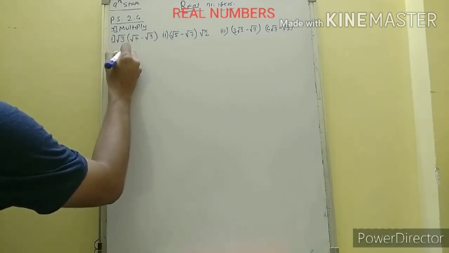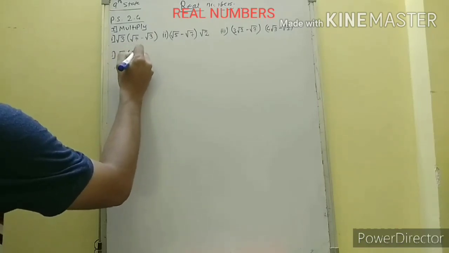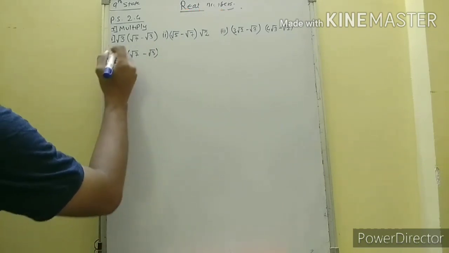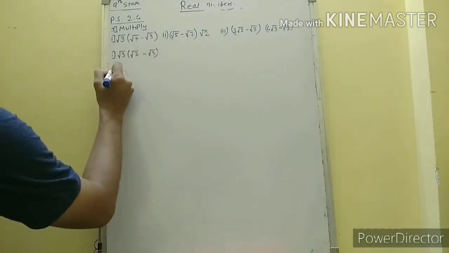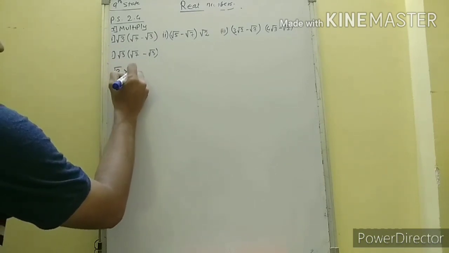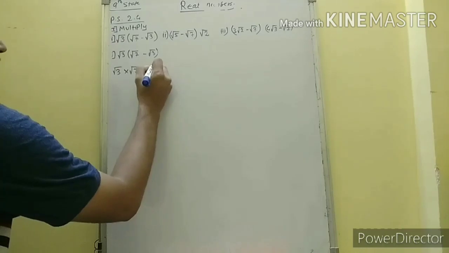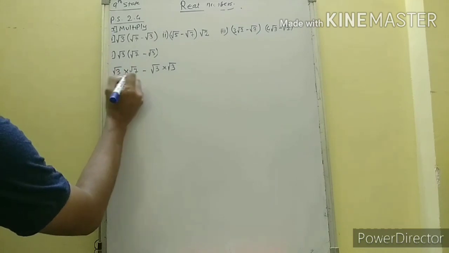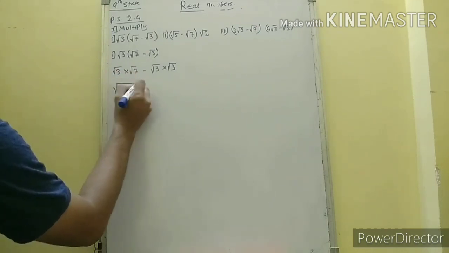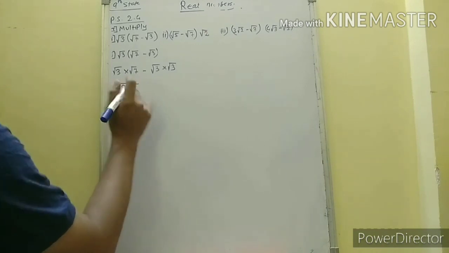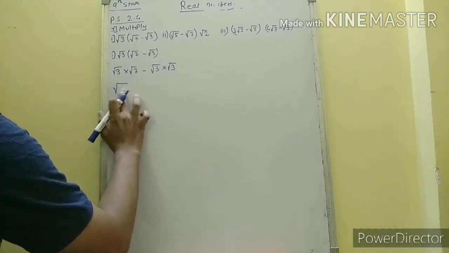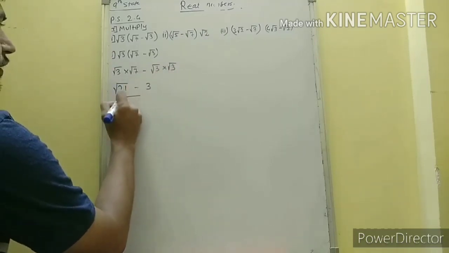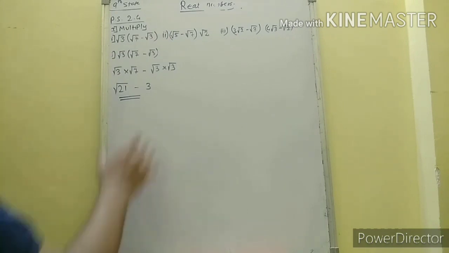What is given? Root 3 multiply by square root of 7 minus square root of 3. When we multiply this to this, this to this, that is root 3 multiply by root 7 minus root 3 multiply by root 3. See, both are having root, so I will write 3 sevens are 21, minus root 3 into root 3 is 3. Okay, so this is the solution for the first one.